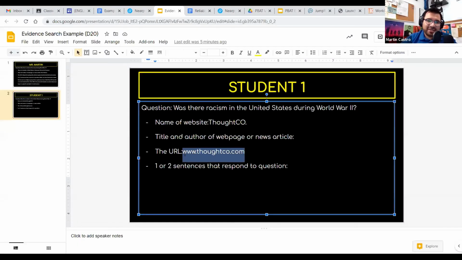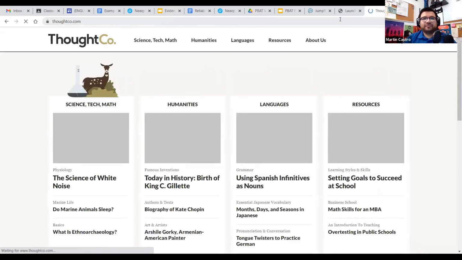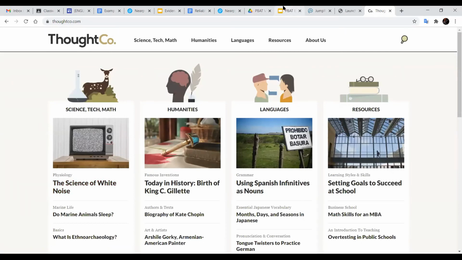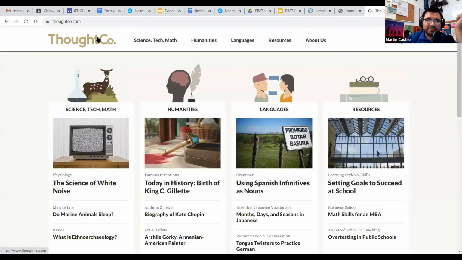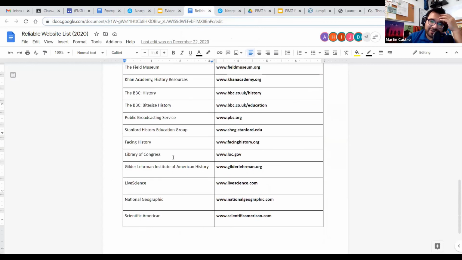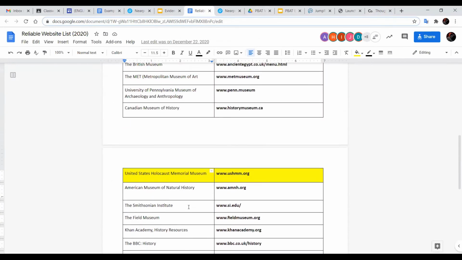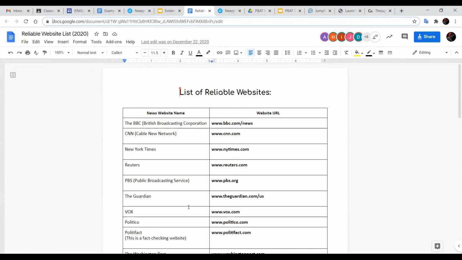And let's see if we do that. Let's see where it takes us. Okay. What else? So the website is ThoughtCo. All right. And if we look at our list of reliable sources, is ThoughtCo on the list? No. Okay. So remember that you need to be using one of the websites from this reliable list. It has to come from one of these websites. Okay.